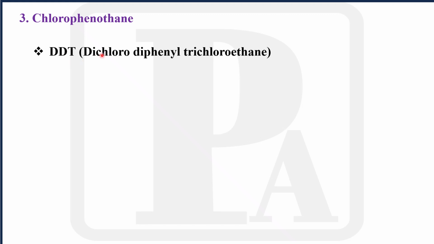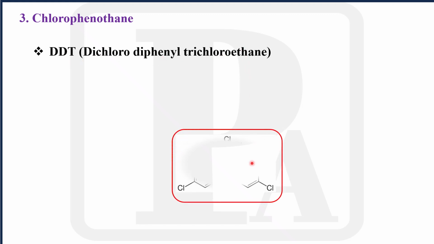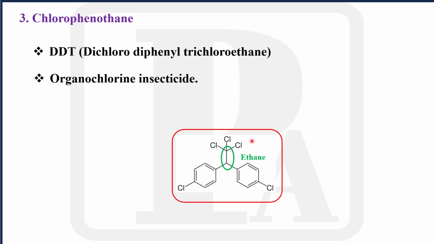So the next one is called chlorophenethane. This is otherwise called DDT, that is, dichlorodiphenyl trichloroethane. So look at the structure. The other name is DDT, that is dichloro, so 2 chlorines, dichloro. Then diphenyl, 2 phenyl. Then trichloro. This one is ethane. So what is the other name? Diphenyl trichloroethane. This is an organochlorine insecticide.